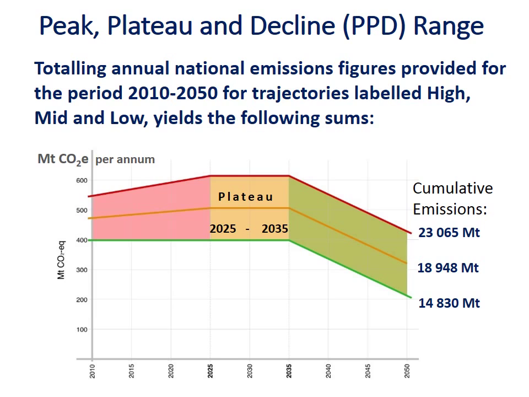The National Climate Change Response Policy does not directly address cumulative emissions to 2050, but subsequent documentation provides annual totals for the high, mid and low trajectories to 2050, giving a range of totals from 14,830 megatons to 23,065 megatons CO2 equivalent, or roughly 15 to 23 gigatons. We currently emit over 550 megatons per annum, or over half a gigaton.